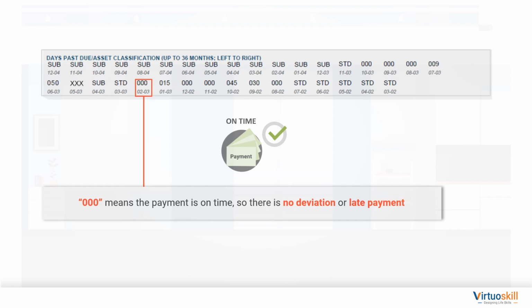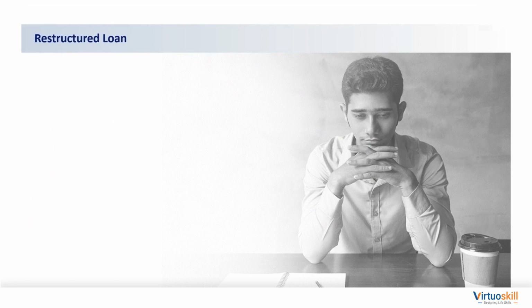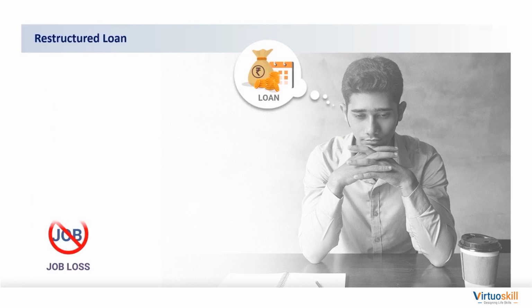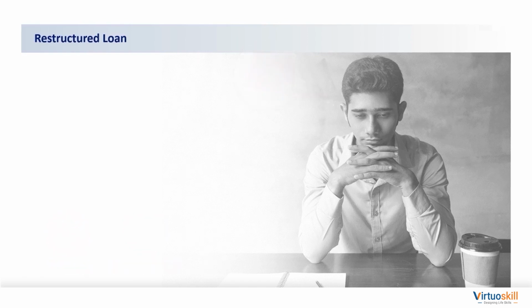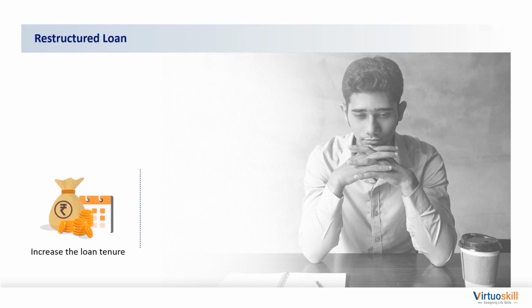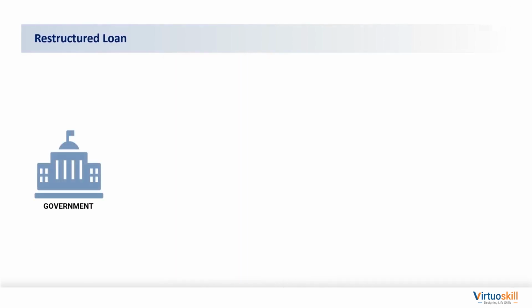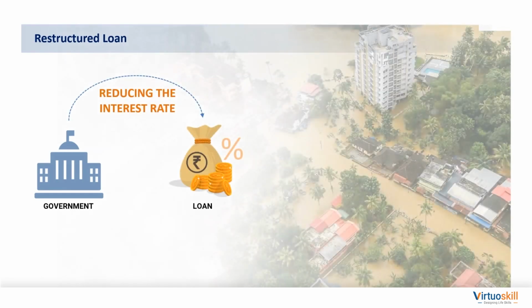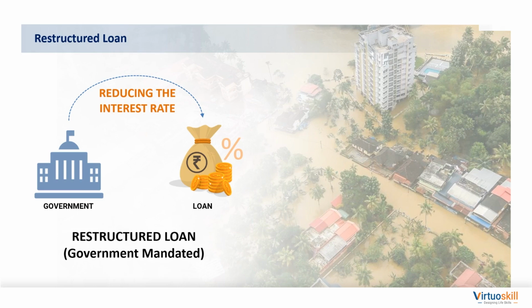Account status. Restructured loan. When a borrower finds it difficult to pay off a loan due to any emergency situation like job loss, health issues, etc., but the intent is not to default, the financial institution may increase the loan tenure or reduce the interest rate. These are classified as restructured loans. It is also possible that the government may restructure loans by reducing the interest rate due to certain natural calamities or extraordinary situations. Such loans are reported as restructured loan, government mandated.